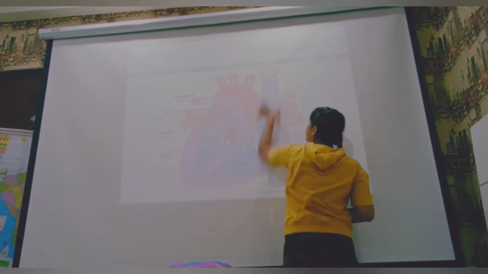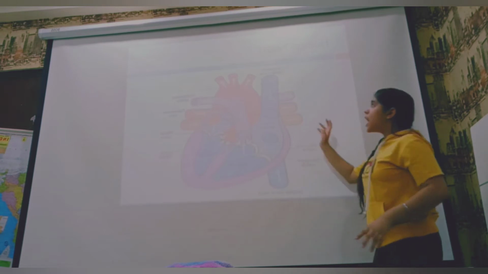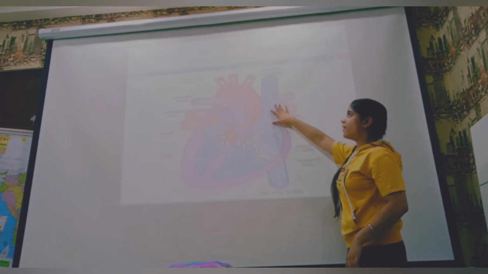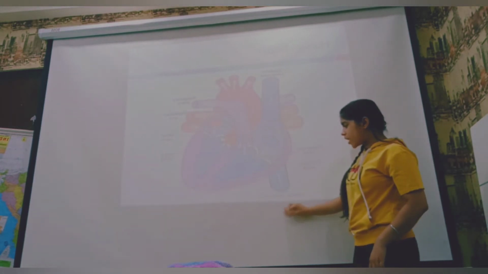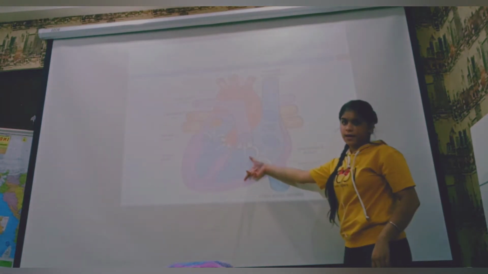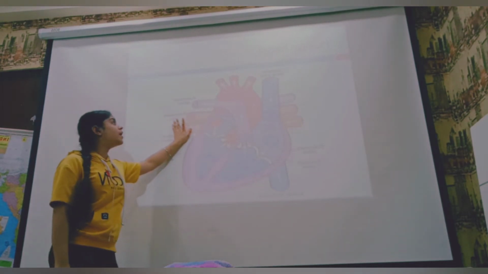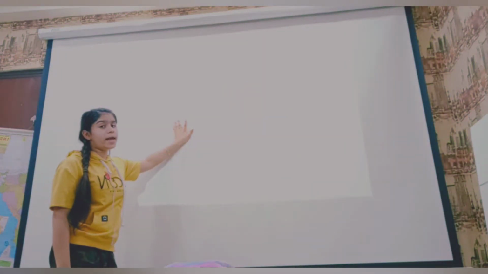So now, then you have some veins and arteries. सबसे पहले you have your superior vena cava. It's a kind of vein. This is your inferior vena cava. This is a pulmonary vein. What is the function of pulmonary vein, everyone?